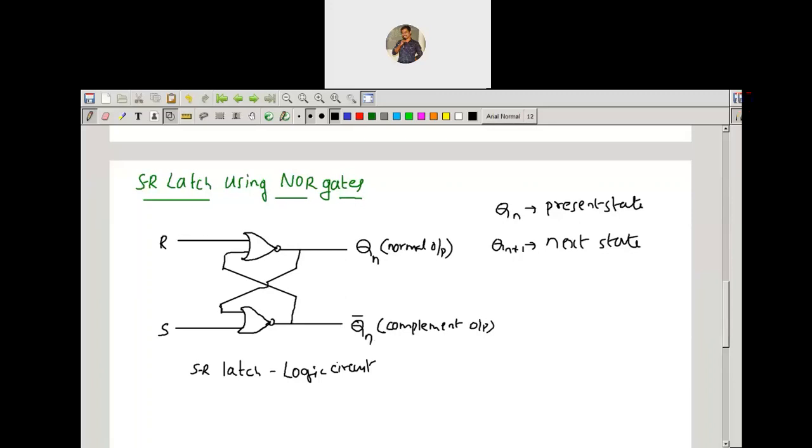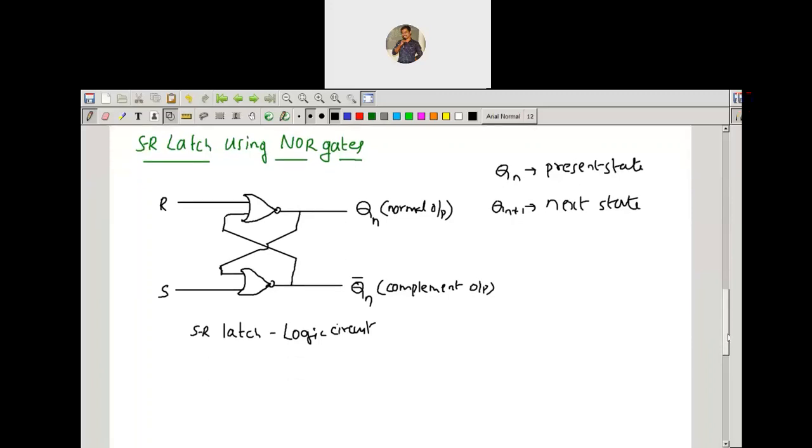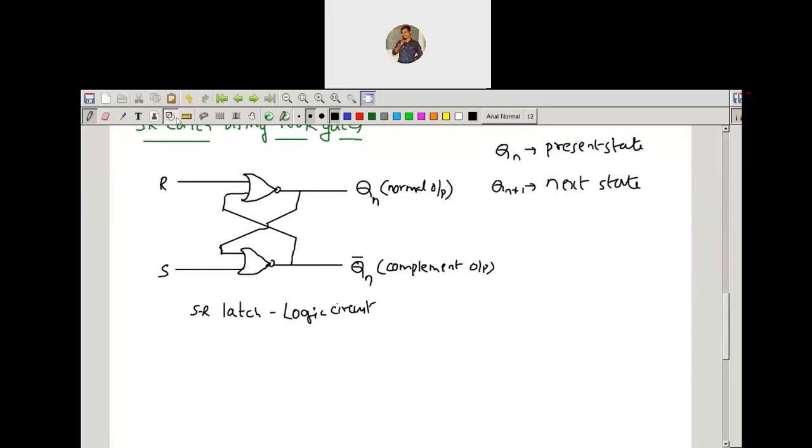So let's observe the operation of this SR latch. Before explaining the operation, here we are using the NOR gate, right? Let me take the truth table of the 2 input NOR gate.